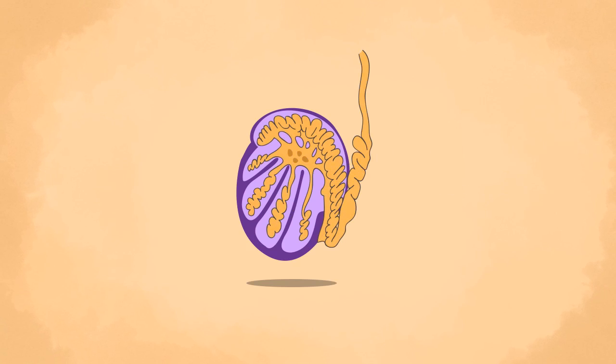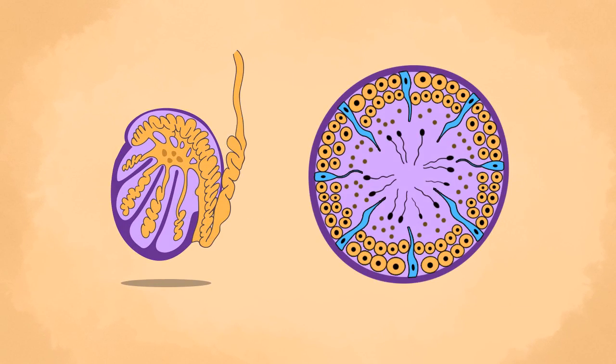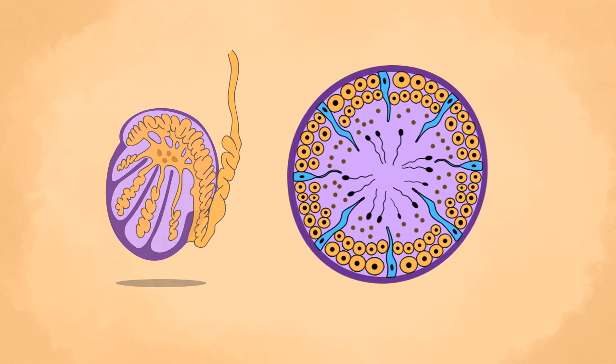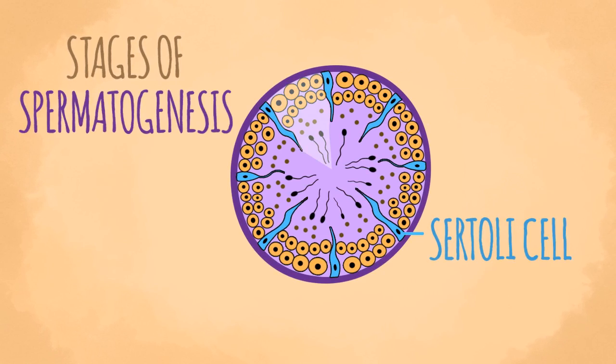If we look closely at these seminiferous tubules under a microscope, we will find cells of different shapes and sizes. These cells represent various stages of spermatogenesis. The various cell stages in spermatogenesis are as follows.